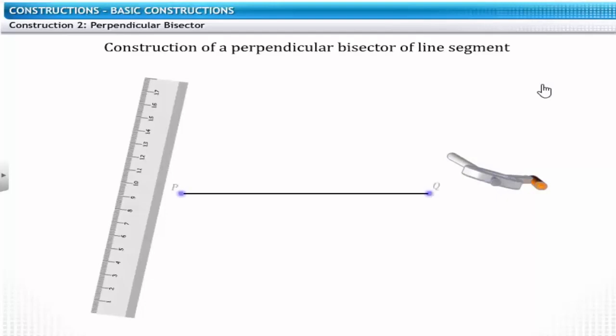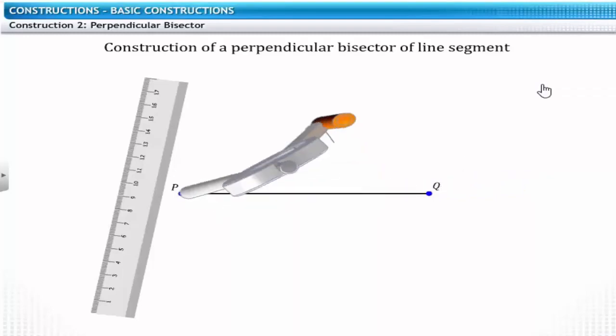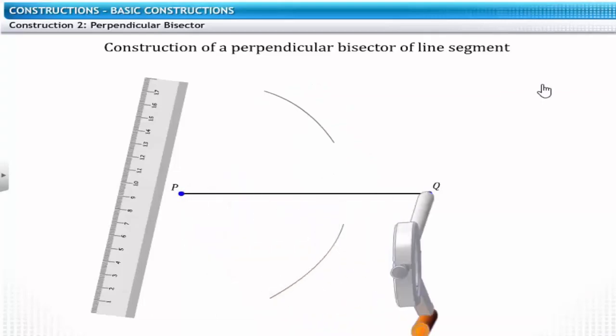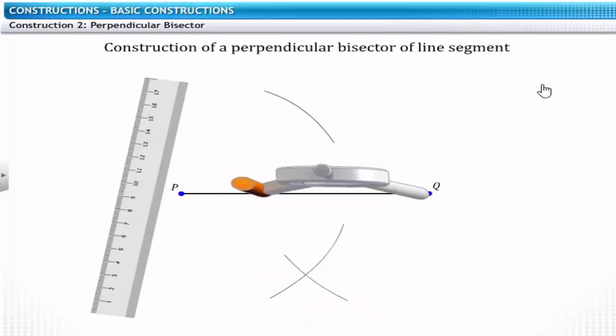Here, another line segment PQ is given. We do not know its length. Taking point P as the center, mark arcs of any radius on both sides of the line segment PQ. Similarly, taking Q as the center, with the same radius, draw arcs on both sides of the line segment PQ. These arcs intersect the two arcs drawn from point P.